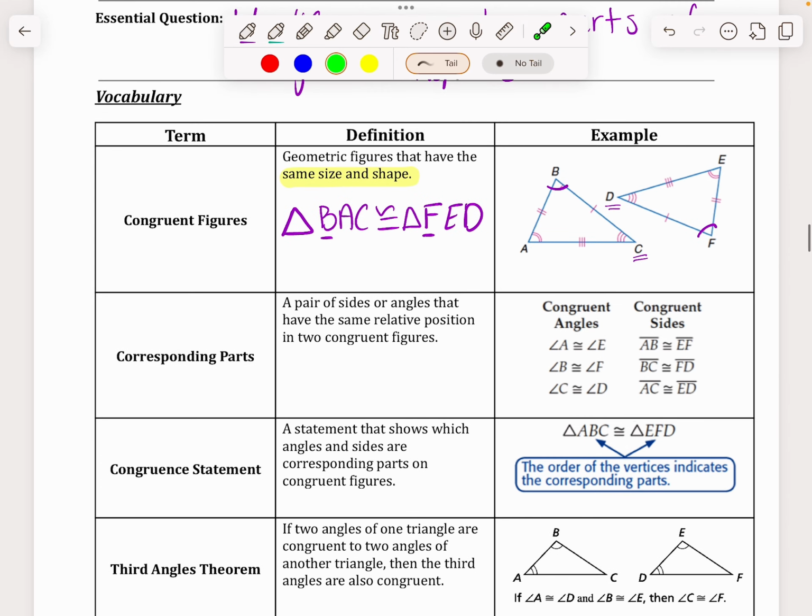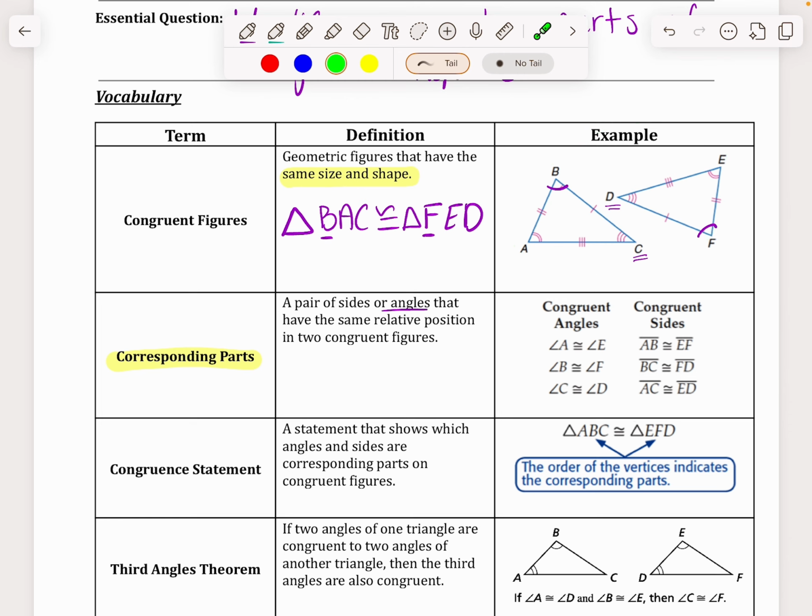So a pair of sides or angles that have the same relative position in two congruent figures are called corresponding parts. So corresponding parts is referring to the angles and or the side lengths. So we could say, from our first example, that the corresponding parts would be that A is congruent to E, and B is congruent to F, and C is congruent to D, which we can get from the picture or from this statement, because A lines up with E, they're both in the middle, or AB, which is the same as BA, and FE or EF are the same. So we can pick out the corresponding parts from the picture or the statement.